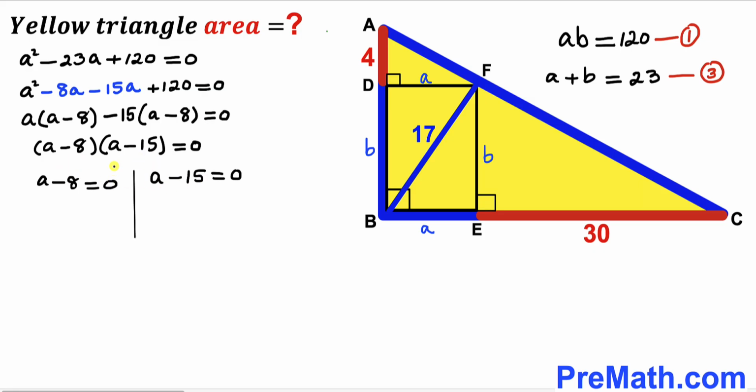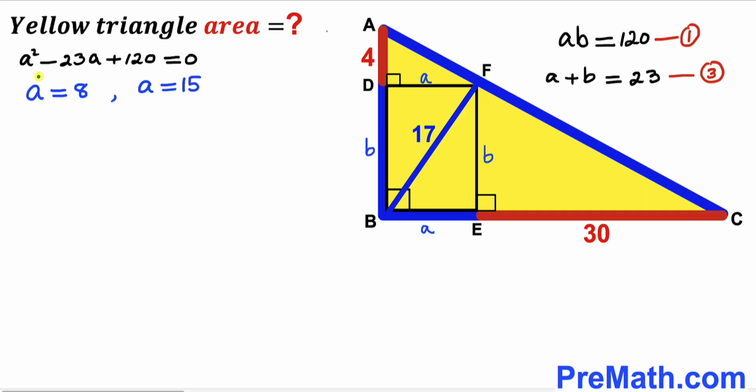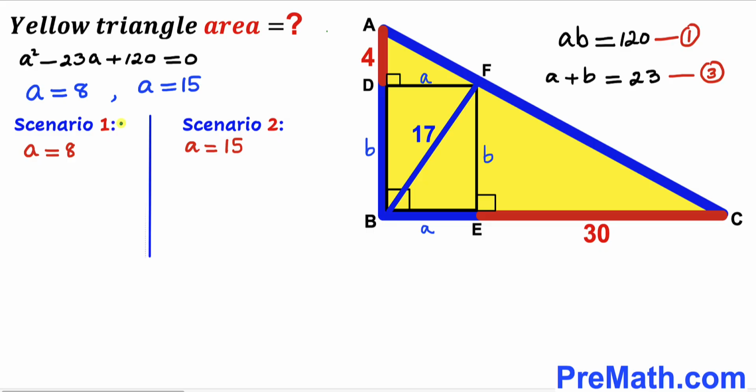So therefore for this equation, a value turns out to be equal to positive 8, and for this equation a value turns out to be equal to positive 15. So thus we ended up with these two values, a equals 8 and a equals 15. So therefore we are going to consider two scenarios. In scenario 1 our a value is going to be 8, and for scenario 2 our a value is 15.